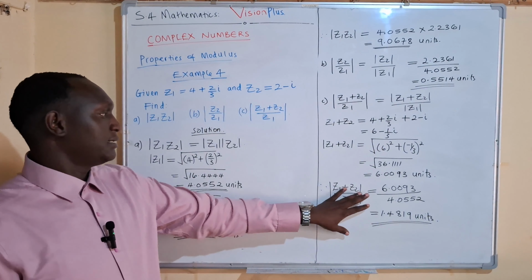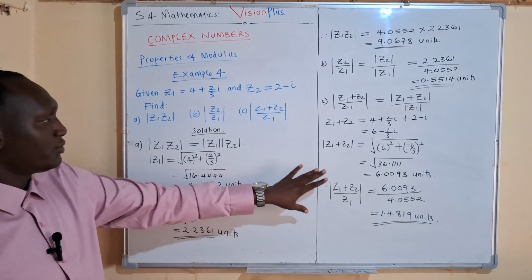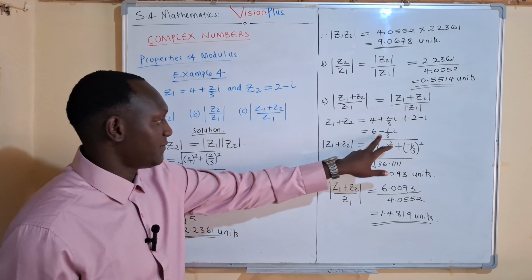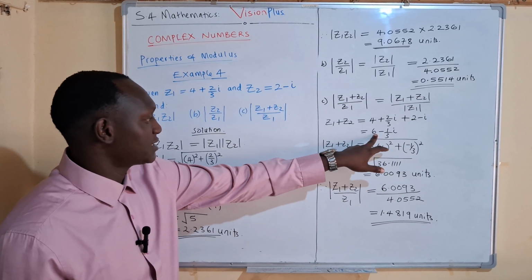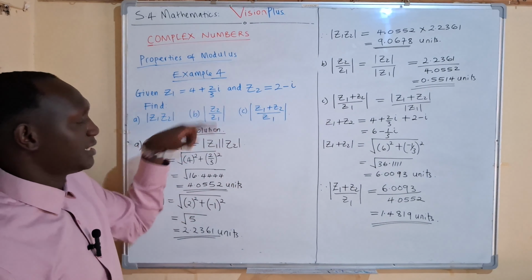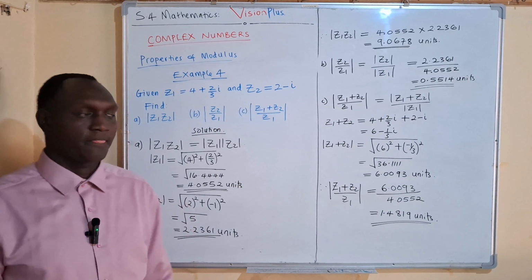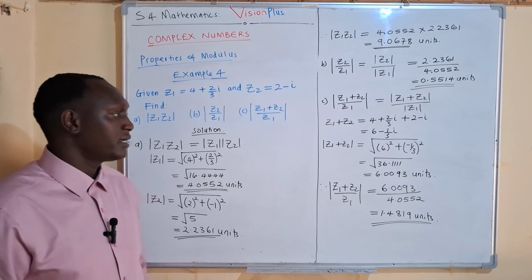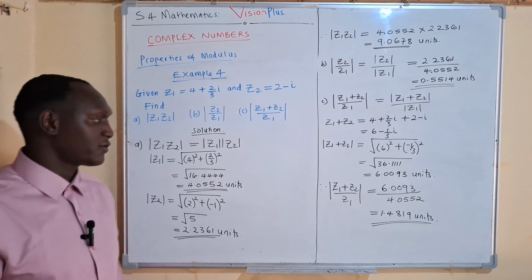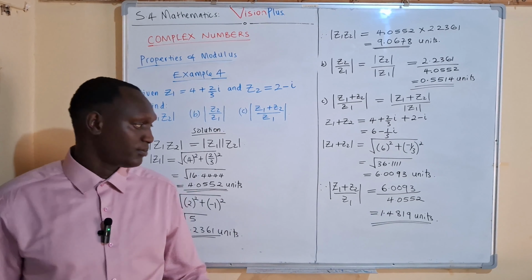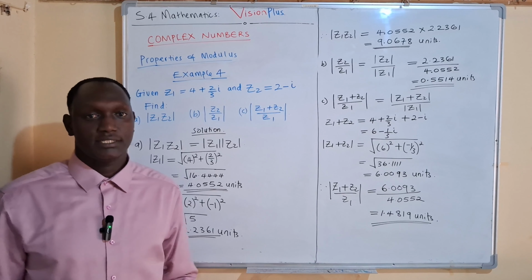Here, you're also free to first find Z1 plus Z2. You find this answer, which is 6 minus 1 out of 3i. Divide it by Z1, and then you follow the laws of division. From there you get an answer which is a complex number. Now, find the magnitude of that complex number, and you'll be in a position to find 1.4819, which is the same answer.